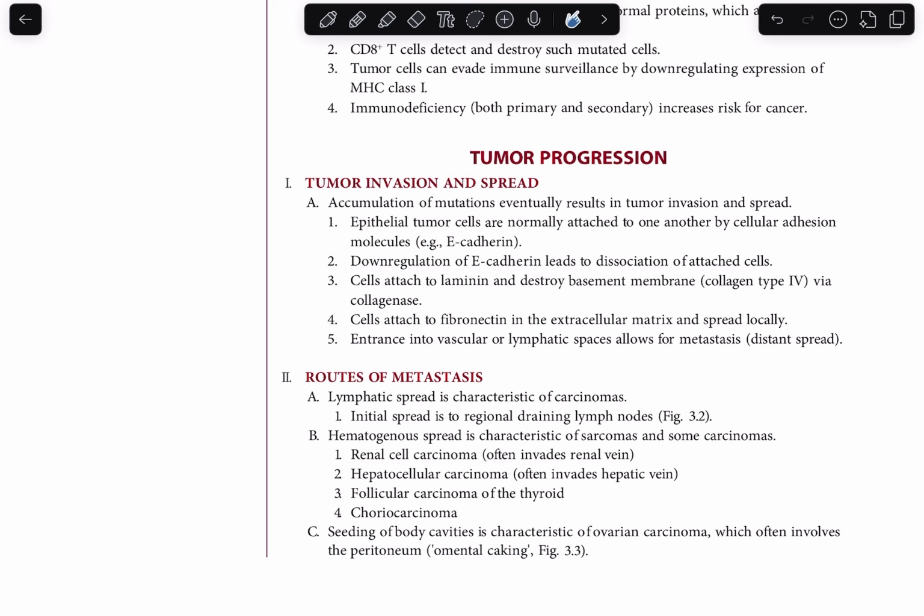Cells attach to laminin and destroy the basement membrane, collagen type 4, via collagenase. Cells attach to fibronectin in the extracellular matrix and spread locally. Entrance to the vascular or lymphatic spaces allows for metastasis, or distant spread.